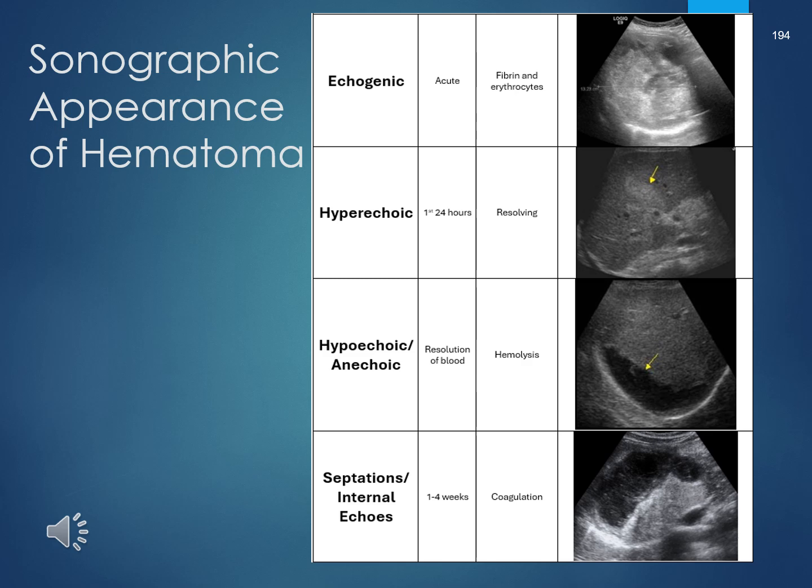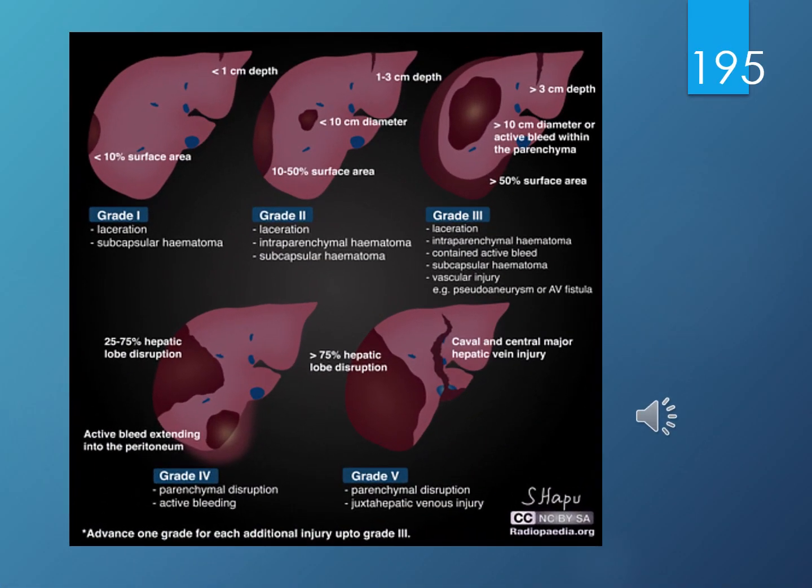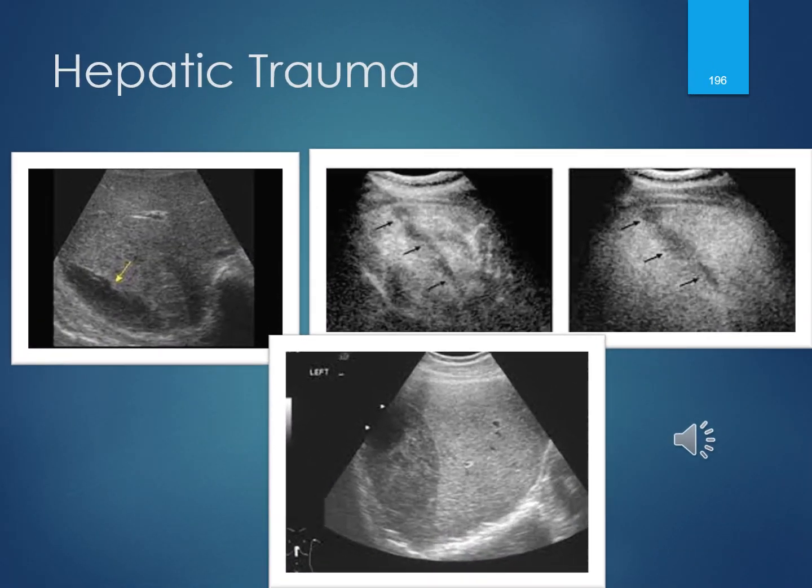Here is a chart of the sonographic appearance of a hematoma across time, when it looks that way, why it looks that way, and how it looks. This infographic from radiopedia.org shows the different grades, so different severity of hepatic trauma. Here are some more hepatic trauma images.